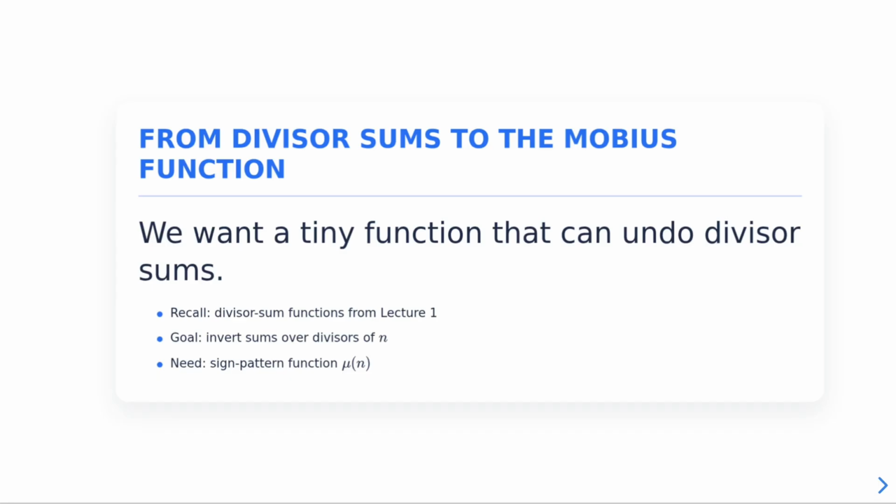Last time, we built functions by summing over all divisors of a number. Now we want a tool that can reverse those divisor sums, and that tool will be a tiny function called mu that only ever outputs -1, 0, or 1. So mu is not really measuring how big n is, it is more like a code for the structure of n? Exactly. Mu looks at the prime factorization of n and returns a small value that remembers things like whether n is square-free and how many distinct primes it has. That structure is what lets us undo divisor sums later.